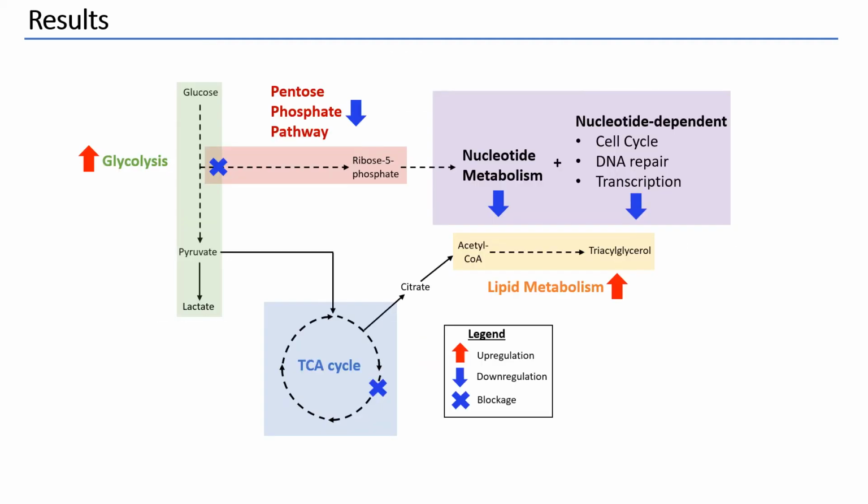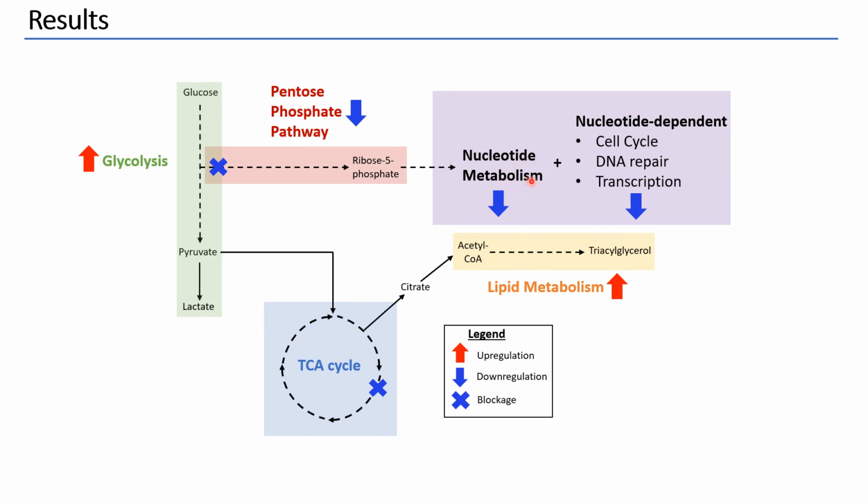In short, my data shows that FAT10 systematically modulates metabolism-related pathways. FAT10 upregulates the glycolysis pathway, and this flux appears to be channeled into lipid metabolism, which is also upregulated. This culminates in triacylglycerol accumulation. Moreover, FAT10 appears to concentrate glycolytic flux by downregulating the pentose phosphate pathway and associated nucleotide metabolism.